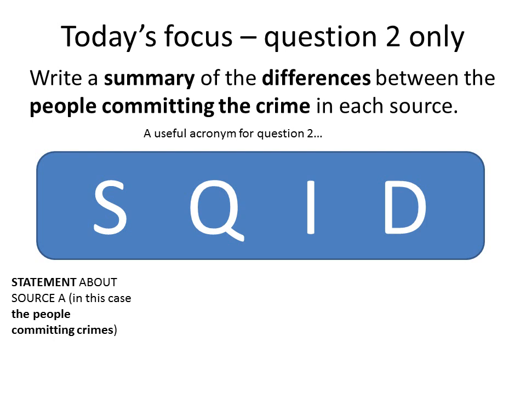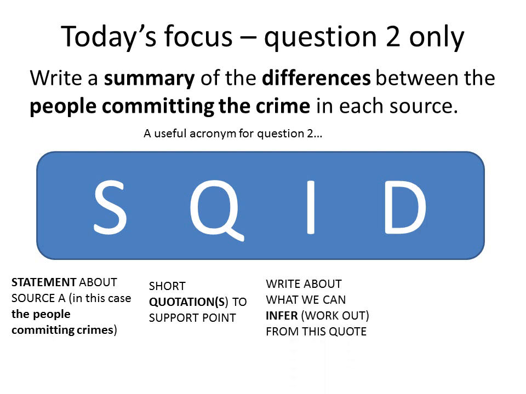Secondly, we back that up with short quotations, or even just one quotation, to support that point, just like we do in many English lessons where we find quotes. Then we write about what we can infer from this quote. So what is suggested by that quote about the people committing the crime? What can we work out? What can we read between the lines?